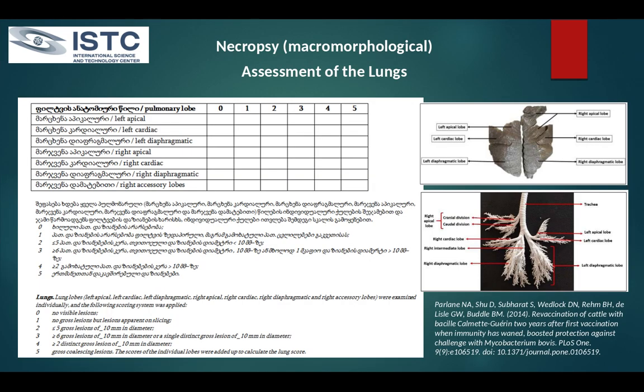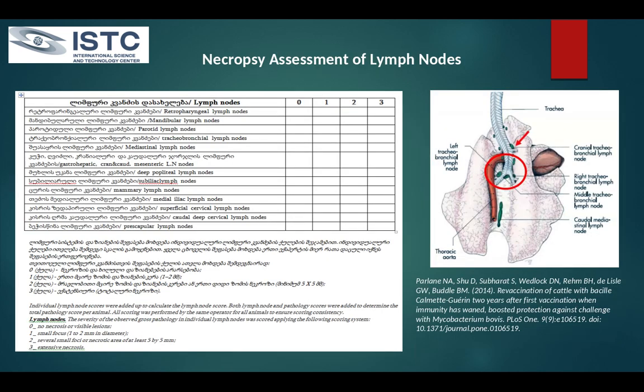As noted earlier, tuberculosis primarily affects the lungs in both humans and animals. To evaluate lung lesions, we utilized a 5-point scoring system proposed by Professor Natalie A. Parlane from Massey University. We assessed the apical, cardiac, and diaphragmatic lobes of the left lung and the apical, cardiac, diaphragmatic, and accessory lobes of the right lung. The slide provides a clear anatomical topography of lung lobes.